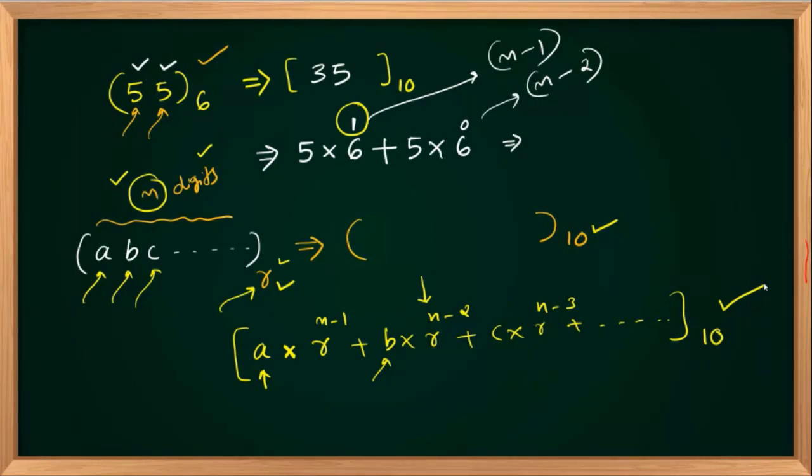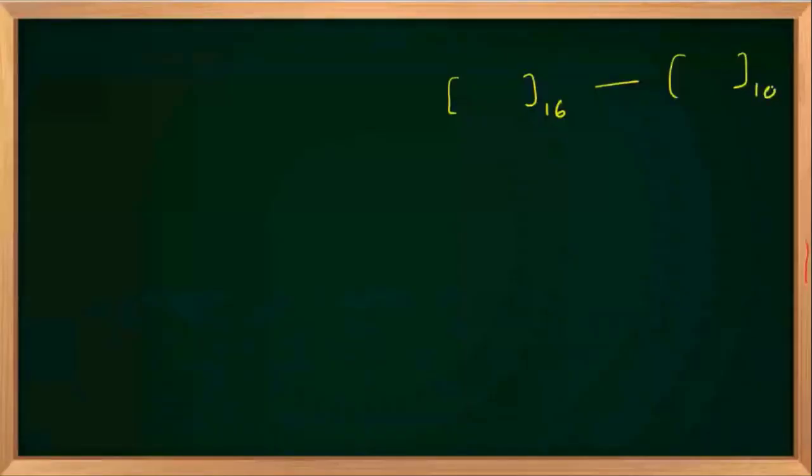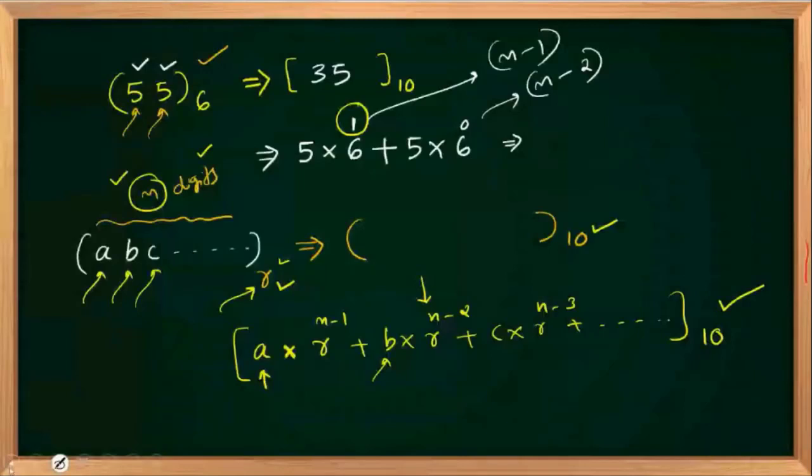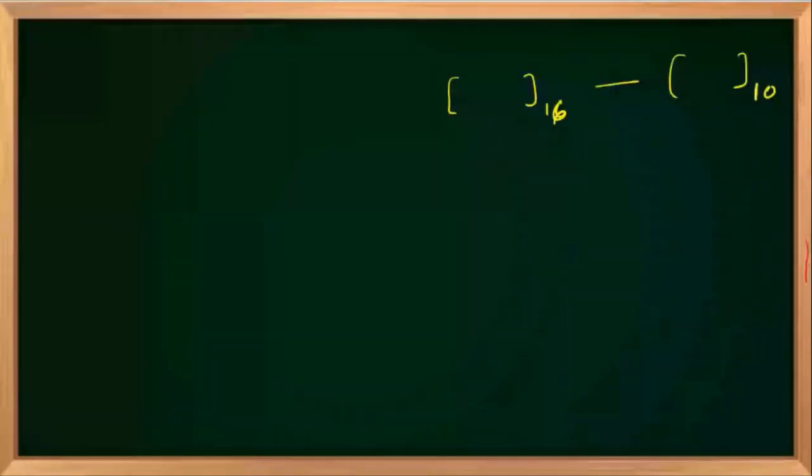If R is not less than 10, that is a good question. If R is not less than 10, we'll have different symbols. Let us compare base 16 and base 10. So here we have assumed that R is less than 10, right? If you're converting from hexadecimal to decimal, that is base 16 to base 10.